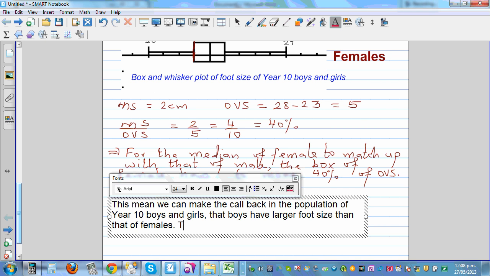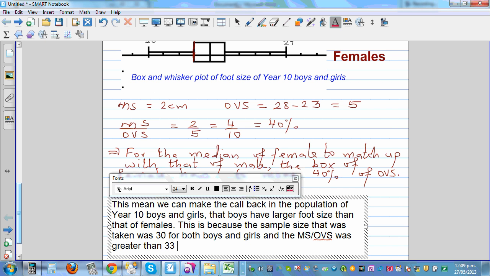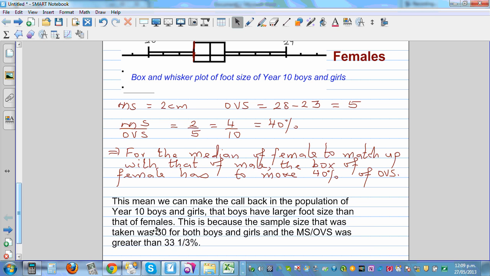And you can also see this is because the sample size that was taken was 30 for both boys and girls, and the median shift divided by overall visible spread was greater than 33 and 1/3%. So this is a rule that you need to remember, that for a sample size of 30, if the median shift divided by overall visible spread is greater than 33 and 1/3%, you can make the call that one is greater than the other or one is smaller than the other.